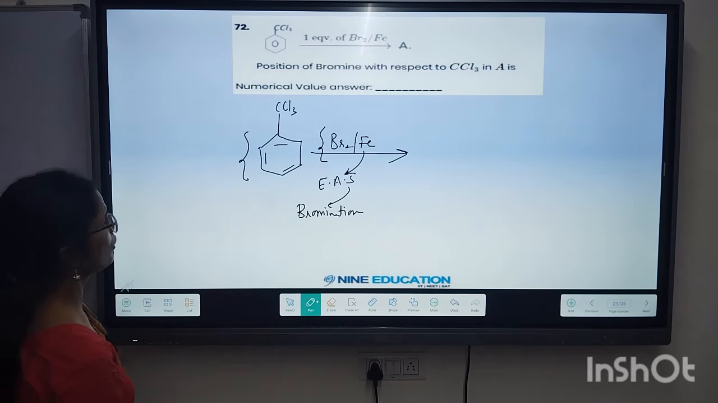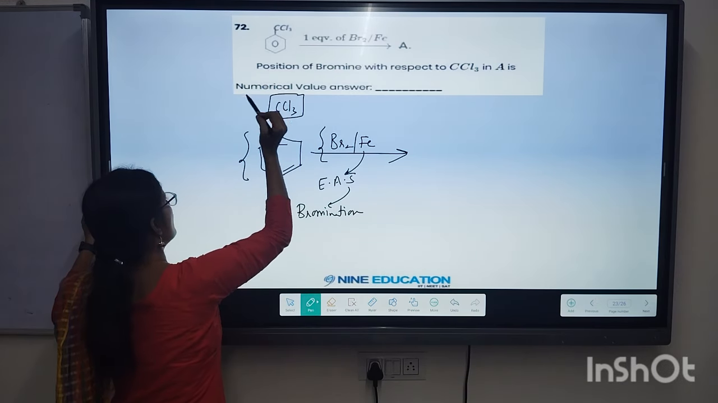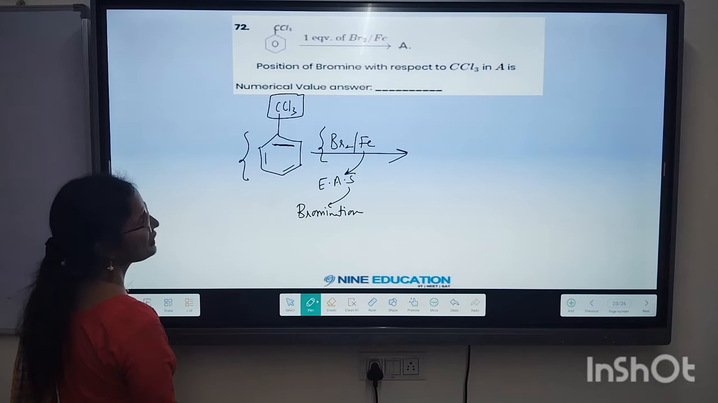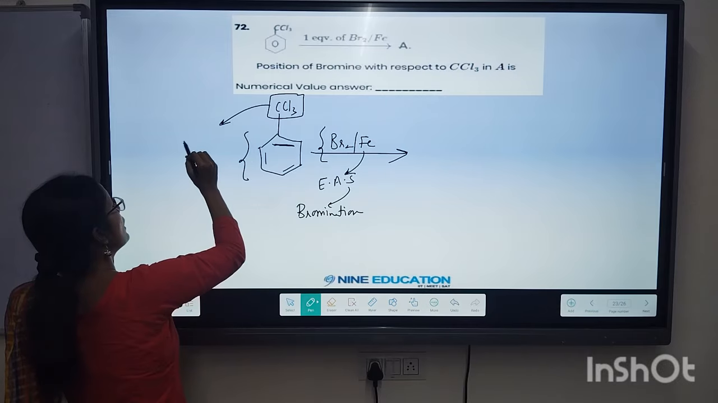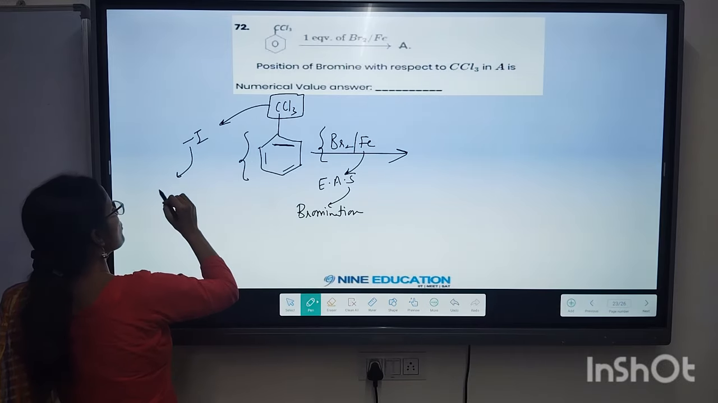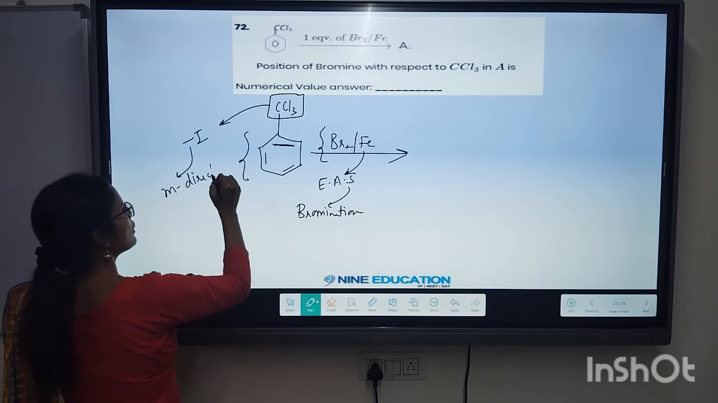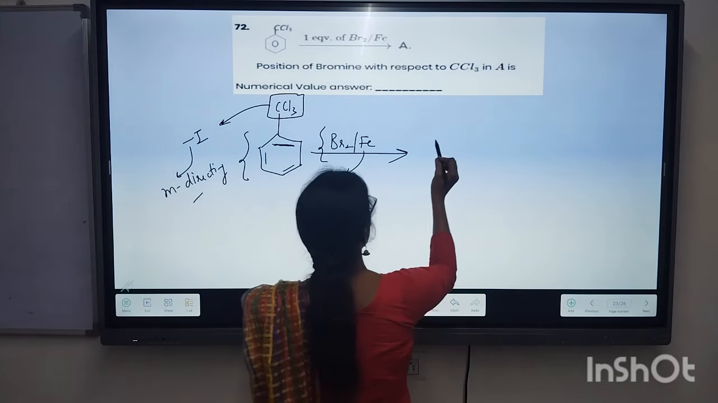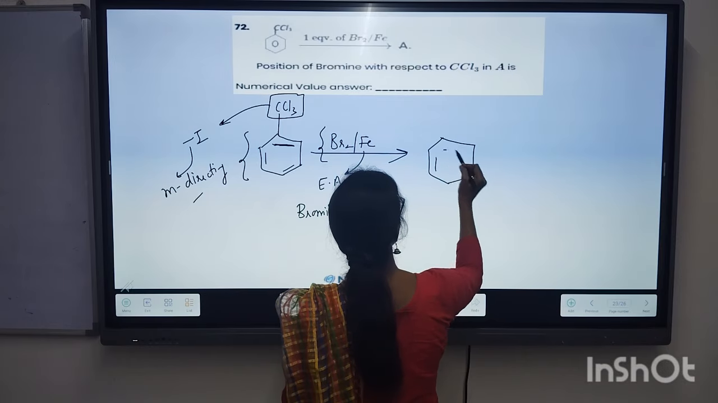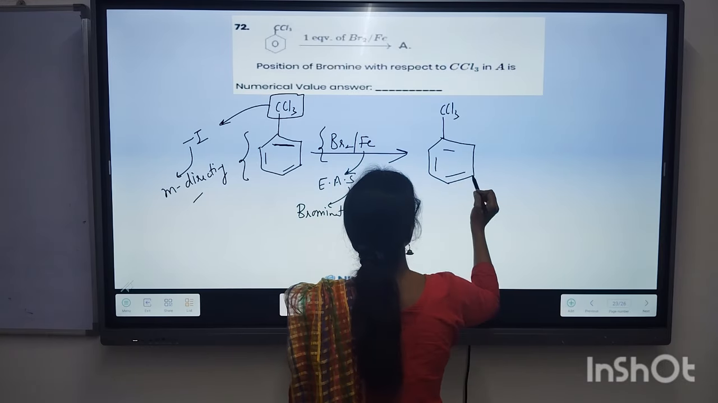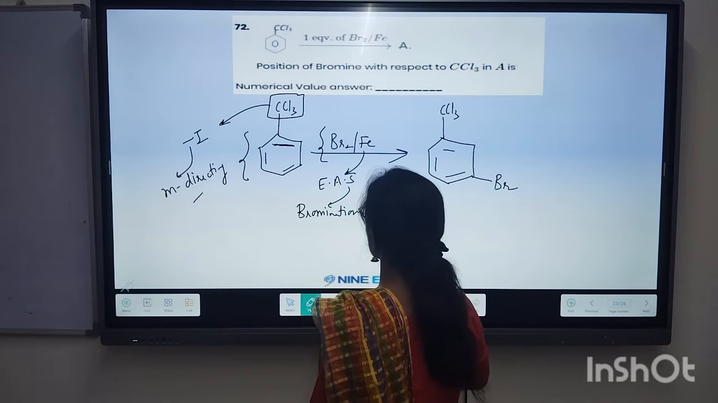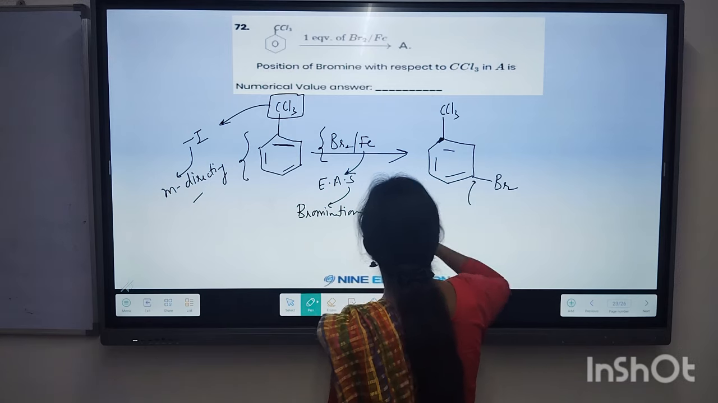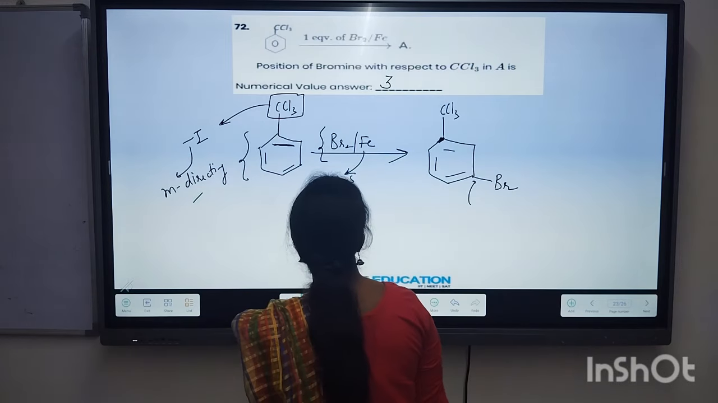As there is already one group present on the benzene, it decides at which position the bromine electrophile will come. This CCl3 is an electron withdrawing group, a minus I group, so it will be meta directing in nature. When it reacts with the bromine electrophile, it gives us benzene connected with CCl3, and the bromine comes at the meta position. So with respect to CCl3, the position of the bromine will be 3 only.